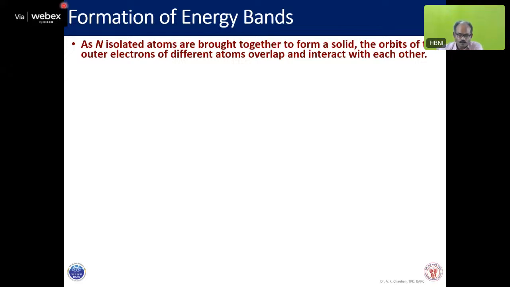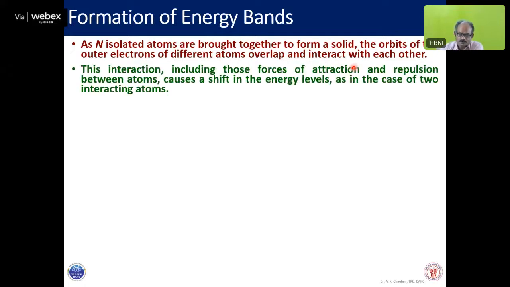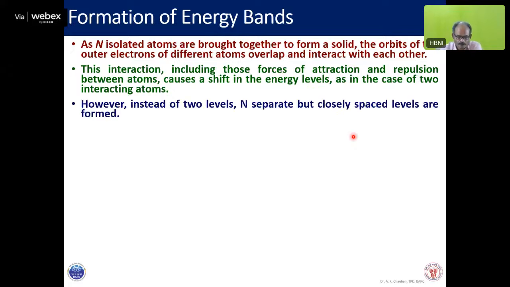So if n isolated atoms are brought together to form a solid, the orbits of the outer electrons of different atoms overlap and interact with each other. This interaction, including those forces of attraction and repulsion between atoms, causes a shift in the energy levels, as in the case of two interacting atoms in the last slide we saw for the hydrogen atom. But now, in place of two levels, we will have n separated but closely spaced levels.